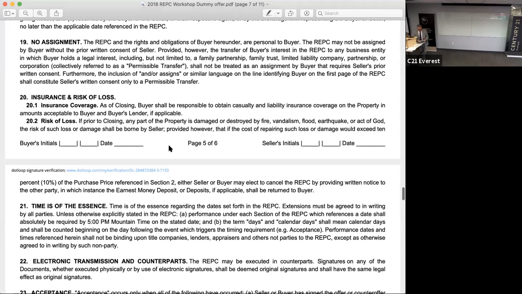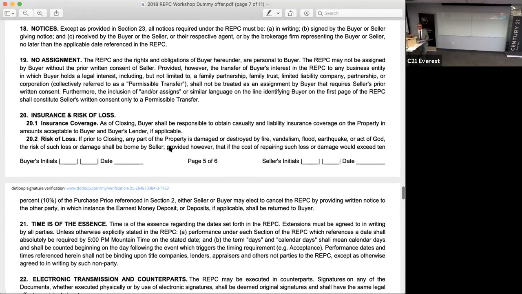As of closing, buyer shall be responsible to obtain casualty and liability insurance coverage on the property in amounts acceptable to the buyer and the buyer's lender if applicable. If prior to closing, any part of the property is damaged or destroyed by fire, vandalism, flood, earthquake, or an act of God, the risk of such loss or damage shall be borne by the seller, provided however the cost of the... All right. So did you change your mind?